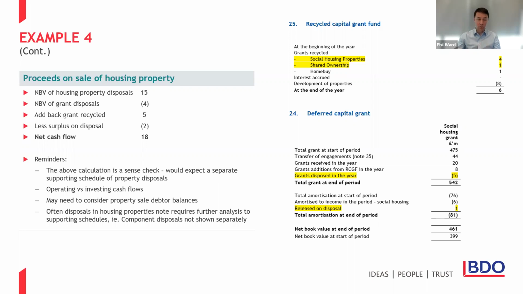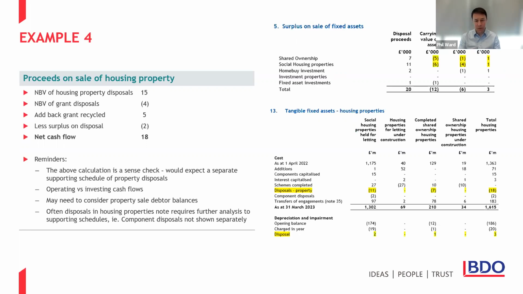And then we deduct the surplus on disposals as we jump back to note 5 on the previous slide. And then that gives us the figure of 18. As I said, that was my expectation at the start, but that's the mechanics of how we actually get to that transaction.